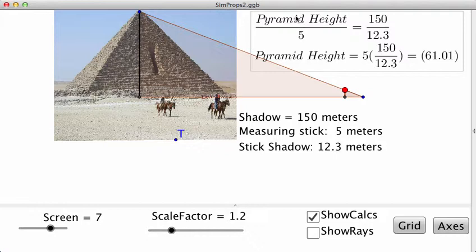So here's what we can do. We can say that the ratio of the pyramid height to the height of the measuring stick, that's our scale factor, well, that also has to be equal to the ratio of the length of the pyramid shadow to the length of the measuring stick shadow. That also has to be equal to our scale factor. When we multiply both sides by 5 and work it out, we end up with a height of the pyramid of 61.01. And all we did was use the fact that these two are going to be similar triangles and use what we know about dilation to calculate the height of the pyramid based on the height of the measuring stick and the length of the two shadows.